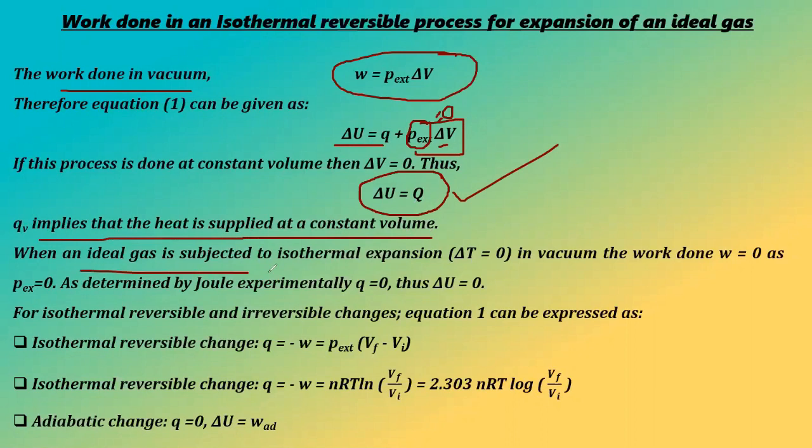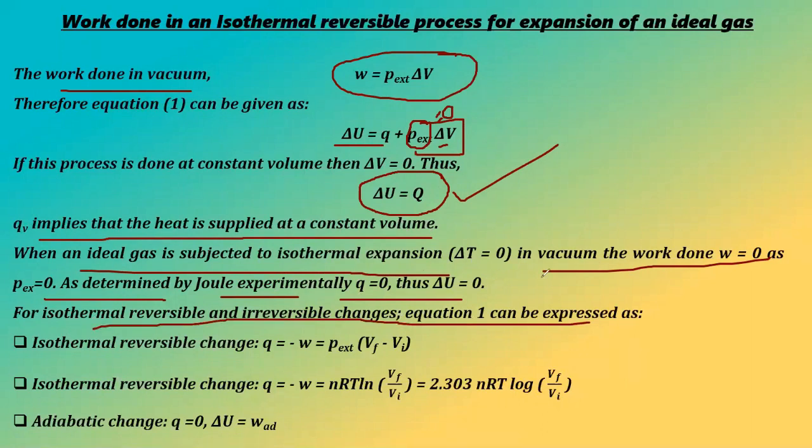Fine. When an ideal gas is subjected to isothermal expansion in vacuum, work done will be 0 as P external is 0. That is what we have been discussing. So delta U will be equal to 0 if Q is equal to 0, right? As we have already seen, delta U is equal to Q.